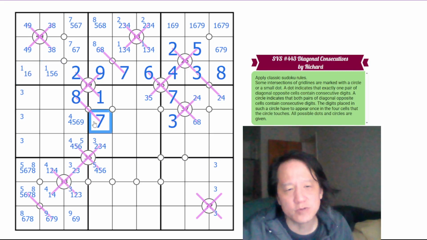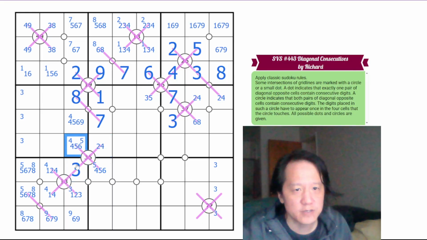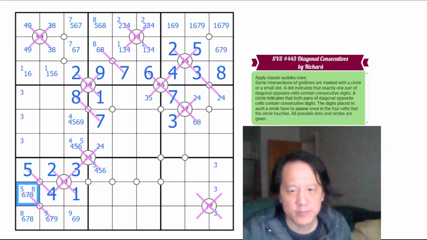One of these is 1. 2 eliminates 2 here, so this is a 3, which means this can't be 3. It must be consecutive with 2 and 4. That means this 3 is consecutive with 4 here. So this can't be 2 or 3, it's 1, which makes that a 2. 4 must be consecutive with the 5. So this is 5, which means this can't be 5 here.